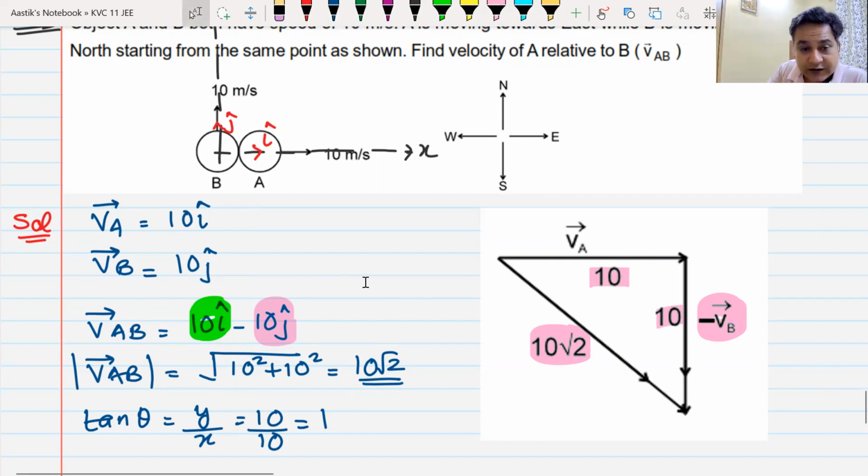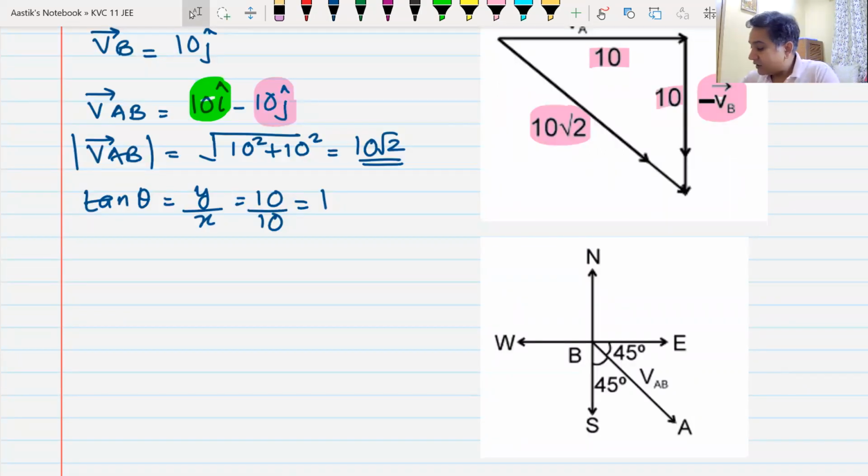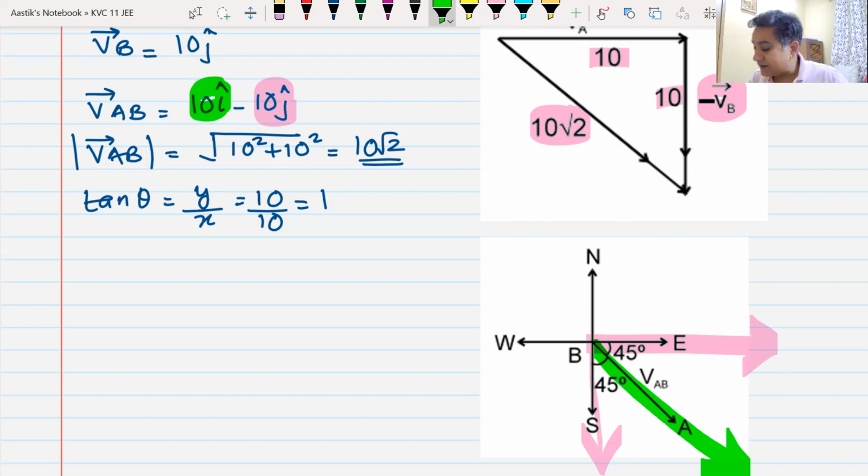One more way of understanding this is in terms of the direction part. So I gave you one more diagram in terms of direction so that you understand it completely. A is going towards east. B was going towards north, but I have to subtract the velocity of B. Therefore, I have taken negative of B. Negative of B is going towards south. And the resultant velocity VA minus VB is this velocity which makes an angle of 45 degrees. Do we understand this? Remember, velocity is a vector.